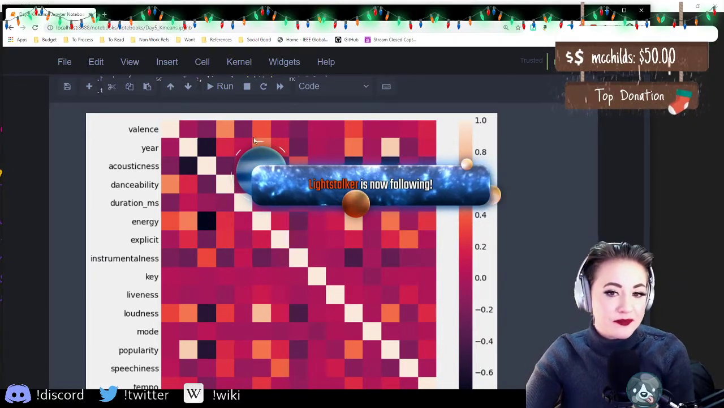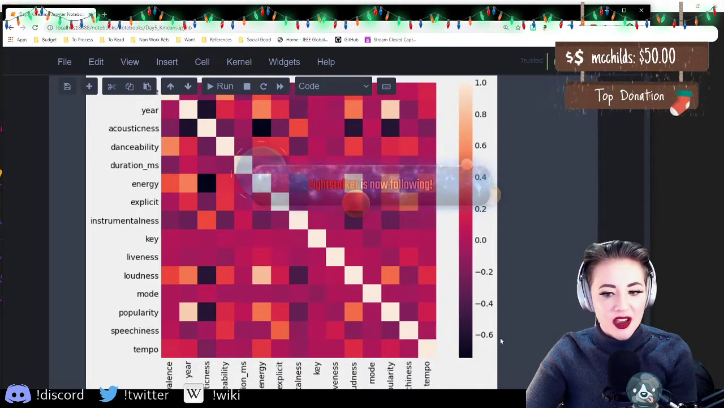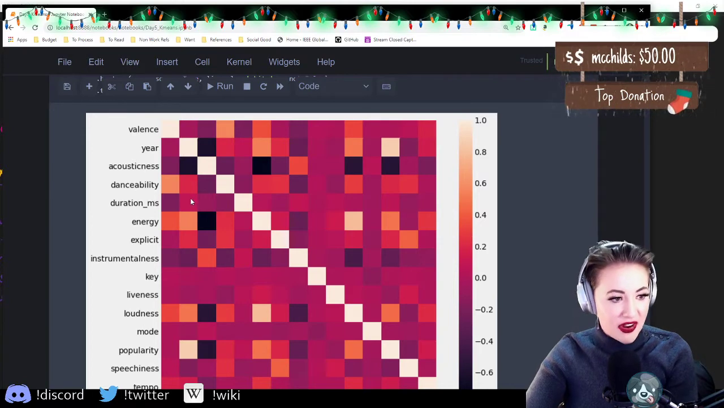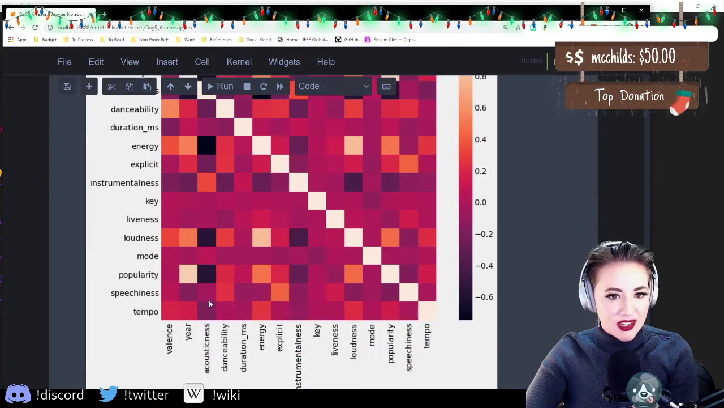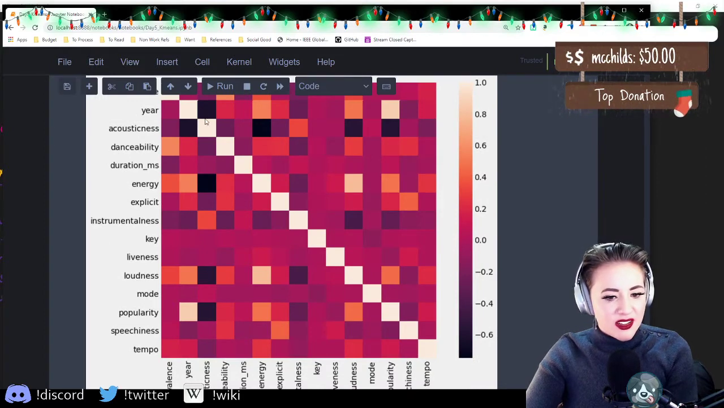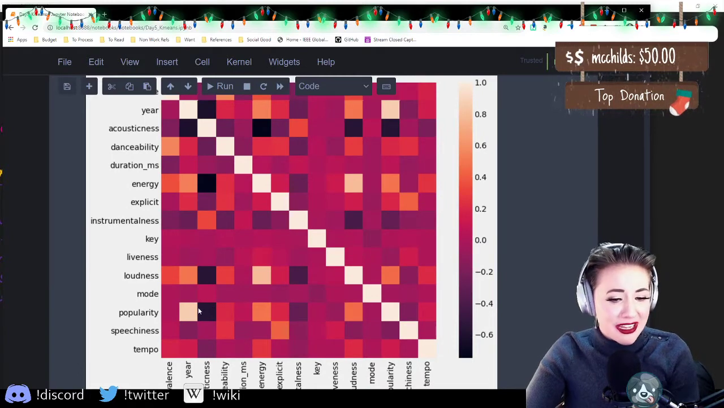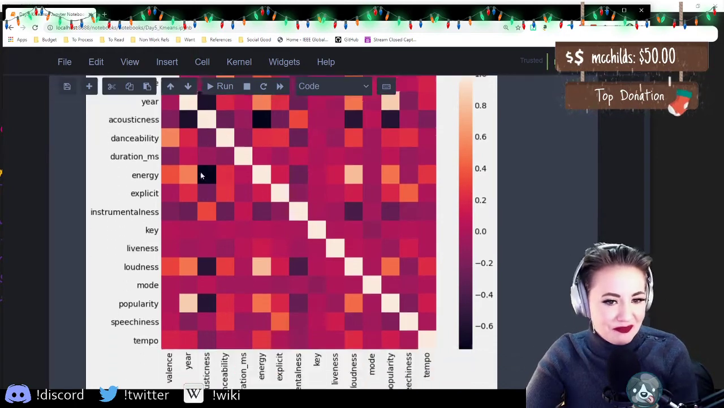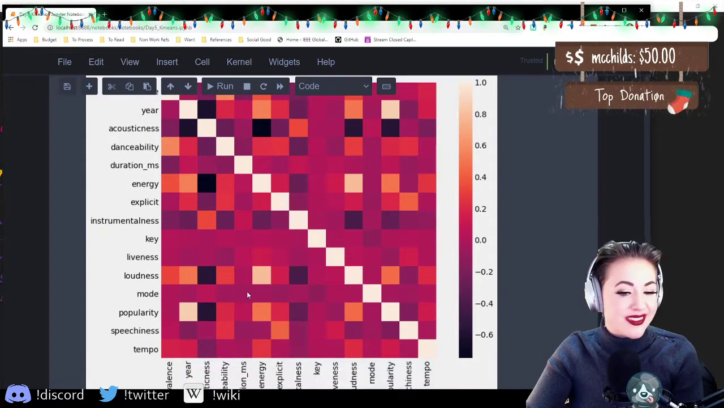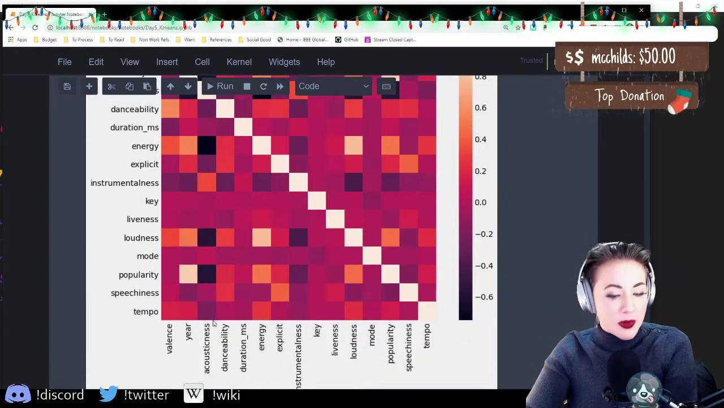So here we have a little bit of a better view of the relationship between our various features, right? So we can see an inverse kind of relationship between energy and acousticness. I guess that kind of makes sense. We can also see acousticness has an inverse relationship with loudness, with popularity, and with year. We've had fewer acoustic songs, I guess, as the years have gone on, which makes sense. So that would be interesting also to look at if we were to limit our data set.